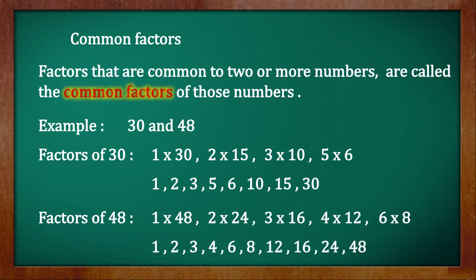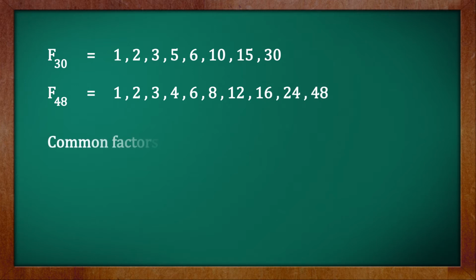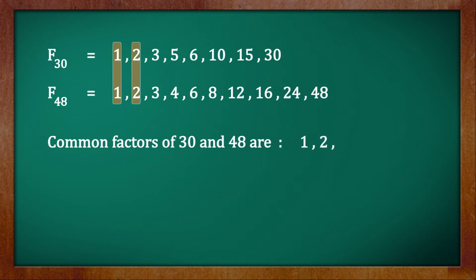You have already learnt that factors of a number are represented with the capital letter F. So we can write the factors of 30 as F30 is equal to 1, 2, 3, 5, 6, 10, 15 and 30. And the factors of 48, that is F48, is equal to 1, 2, 3, 4, 6, 8, 12, 16, 24 and 48.